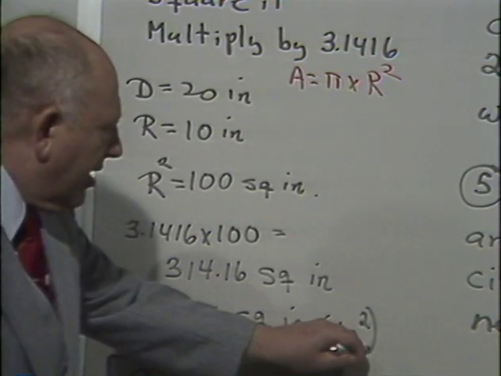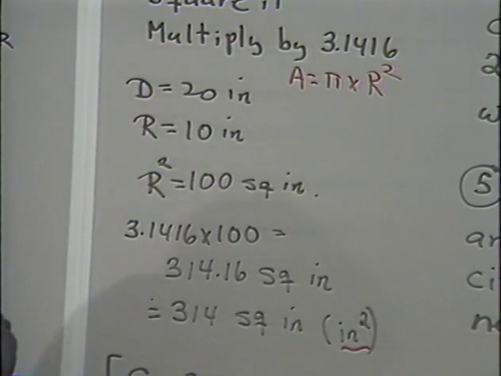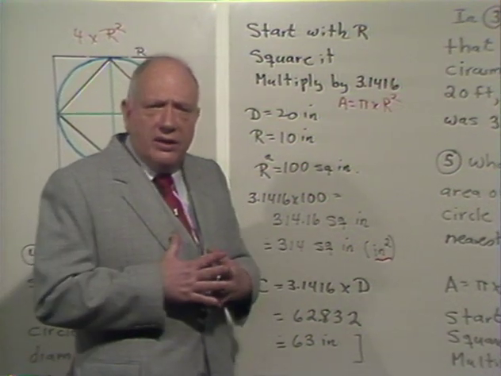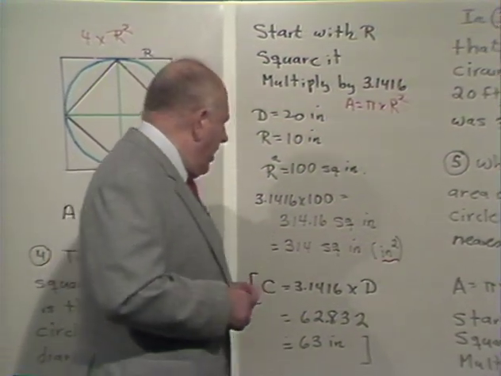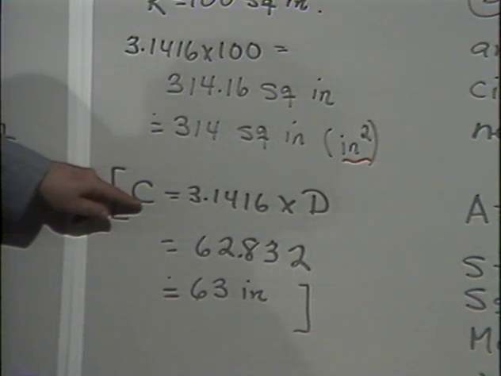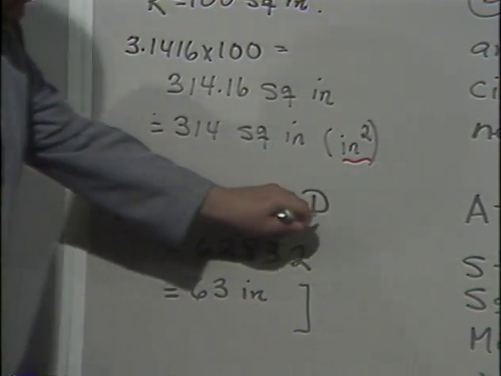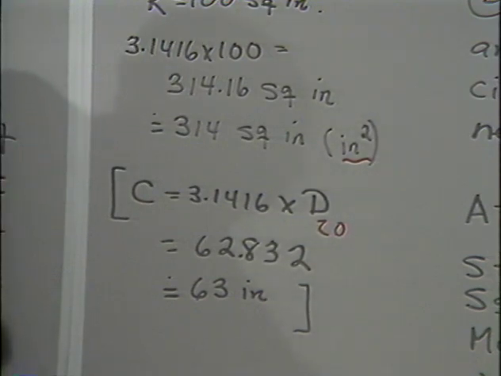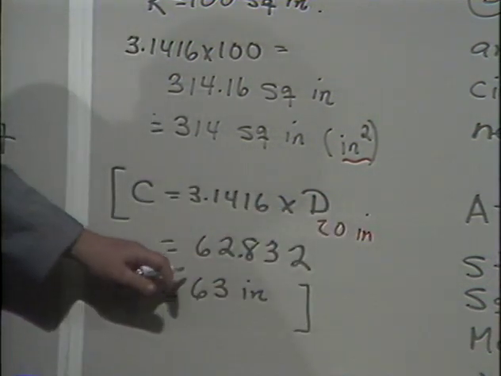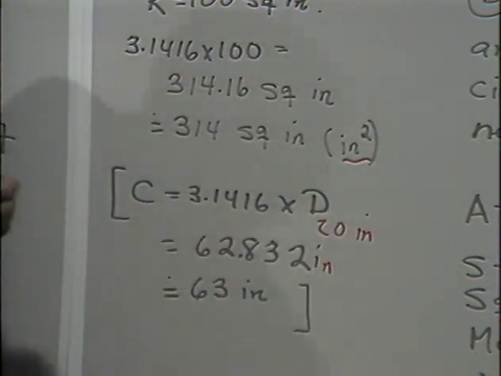And notice how I write this, with that little 2 up here, to remind you that you've multiplied inches by inches, and that's supposed to remind you that you're finding the space inside the circle, not the circumference. And see, don't confuse this problem with the problem where you took the diameter, which was 20 inches, and multiplied that by 3.1416. 20 inches. See, if you do that, the answer comes out to be not square inches, but inches.